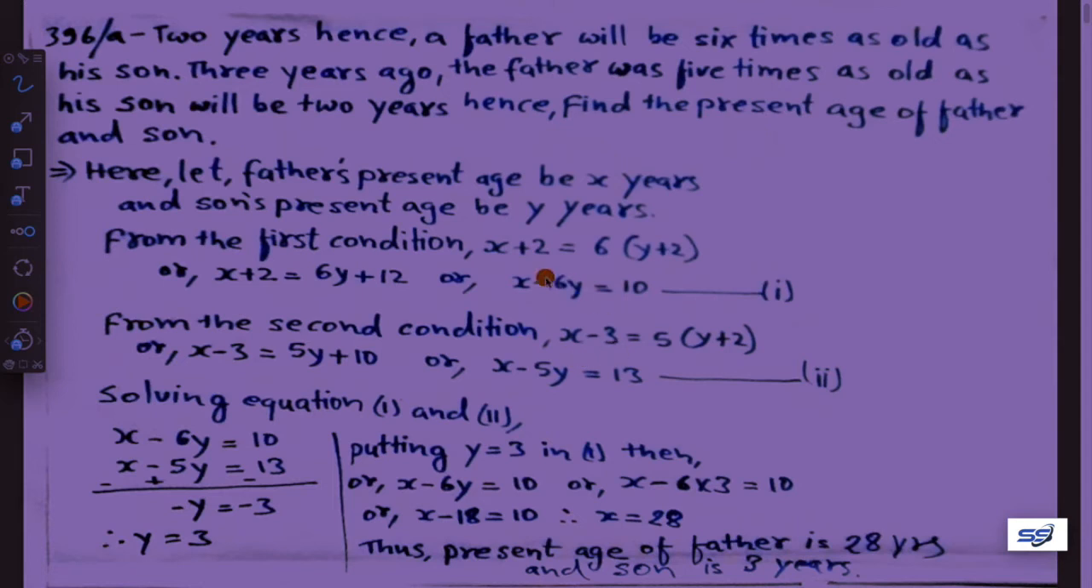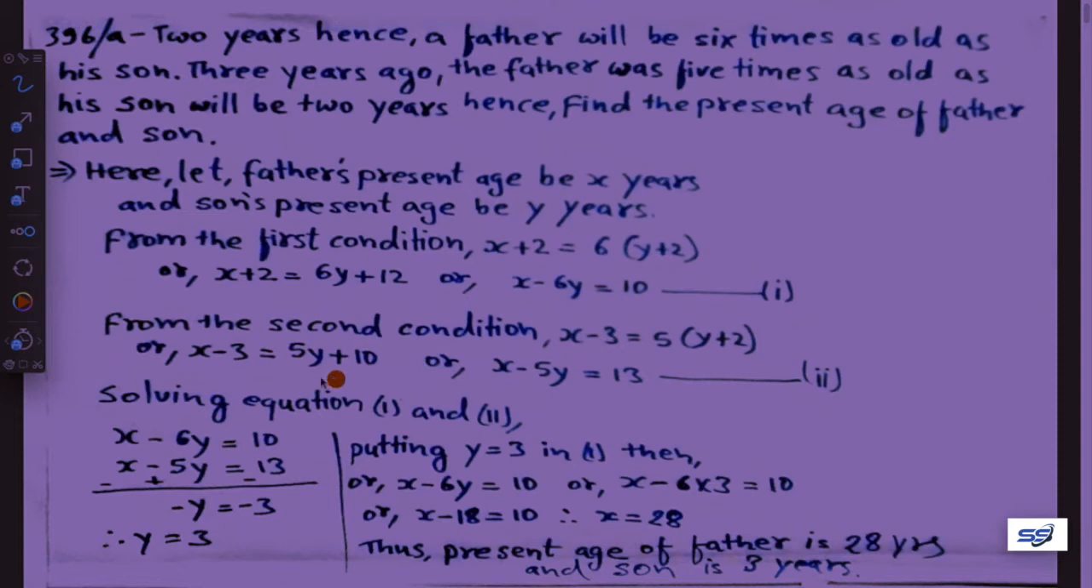x - 3 means 3 years ago, the father's age minus 3 years, x - 3, equals 5 times, that is 5 into (y + 2), as y + 2 will be 2 years hence. Now again, let us make this equation a little bit simpler so that our calculation will be easy. Or x - 3 = 5y + 10.